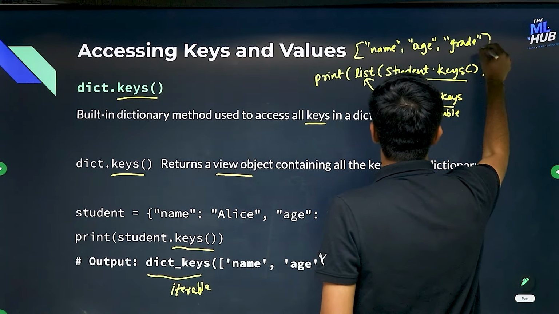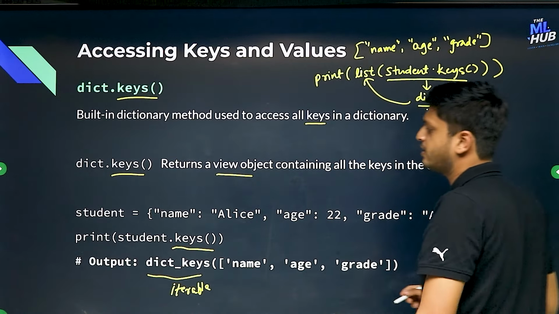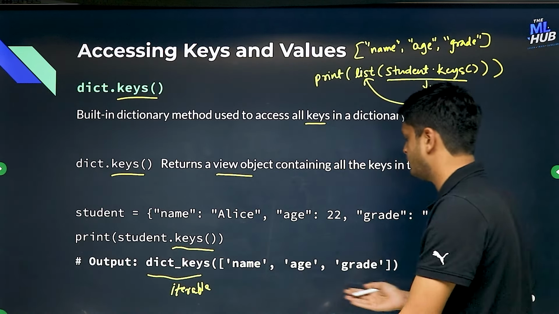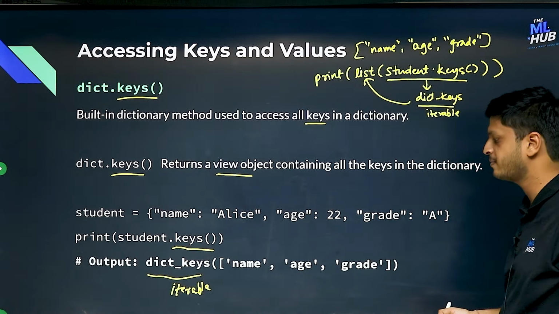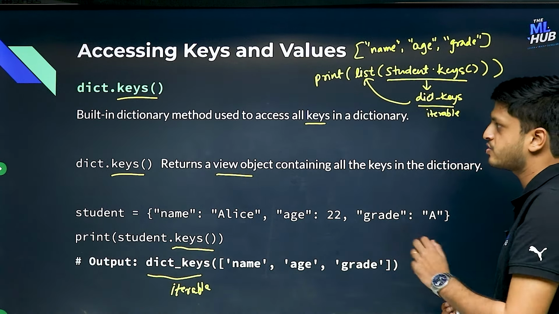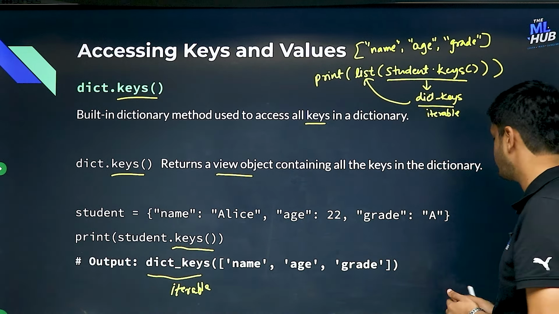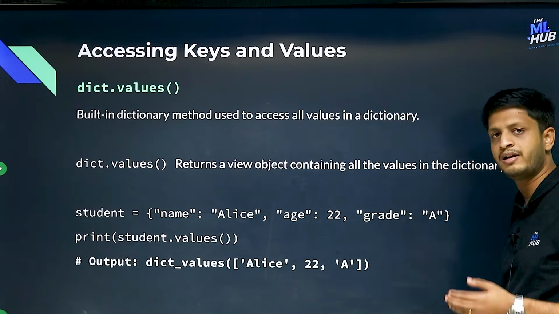So if you want, you can convert it into a list. But even if you don't want to convert it into a list, if you print it directly, you will still see all the keys which are present, okay? Name, age and grade. So this is how you can see all the keys in a dictionary. Same thing happens with values as well.